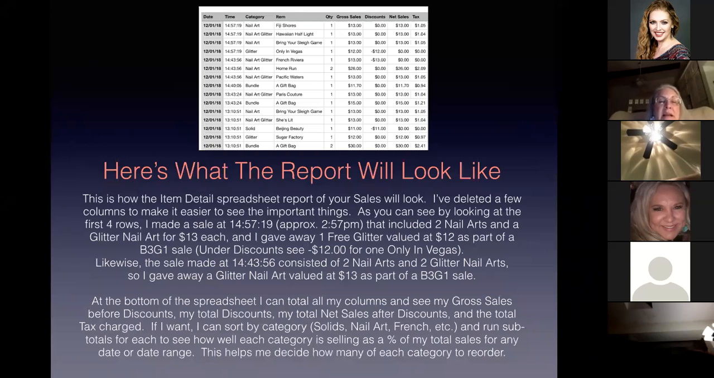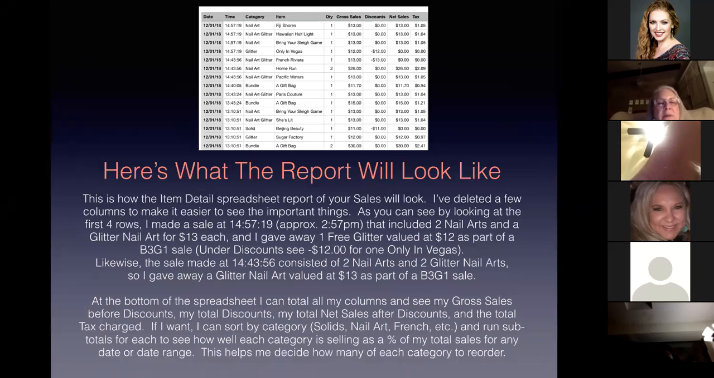Likewise, the sale made below it at 14:43:56 consisted of 2 nail arts and 2 glitter nail arts. So I gave away a glitter nail art valued at $13 as part of a buy three, get one sale. It's also a double check on yourself, or if you're working with others, to make sure that you gave away the right strip. I have had a situation where that didn't happen, and that can throw your numbers off something awful. So it's good to know which items were part of which sale, and the time will tell you that.